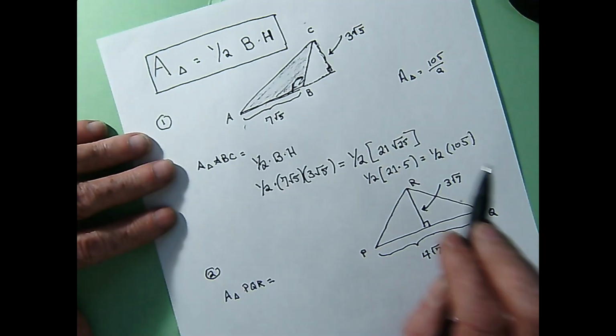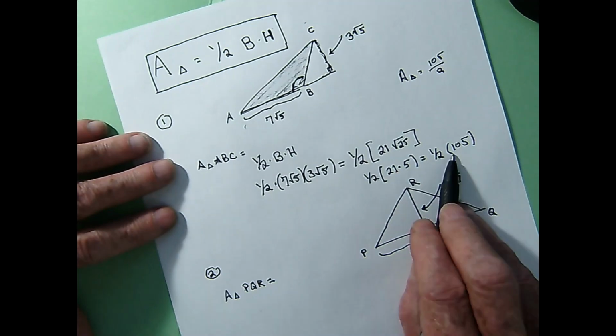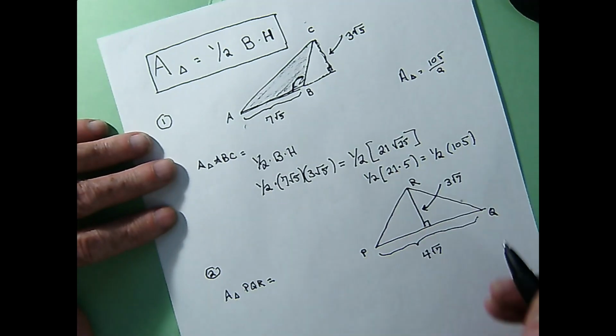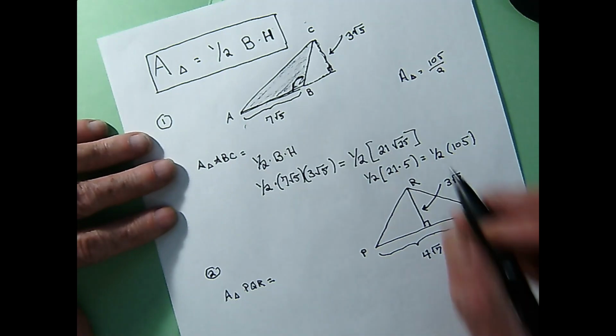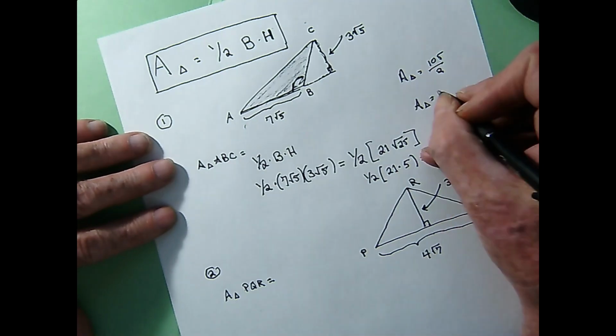I never did work that 1/2 yet, did I? 1/2 of 105. Going to be 52.5, I guess? Yep, something about like that. Area of the triangle, 52.5.